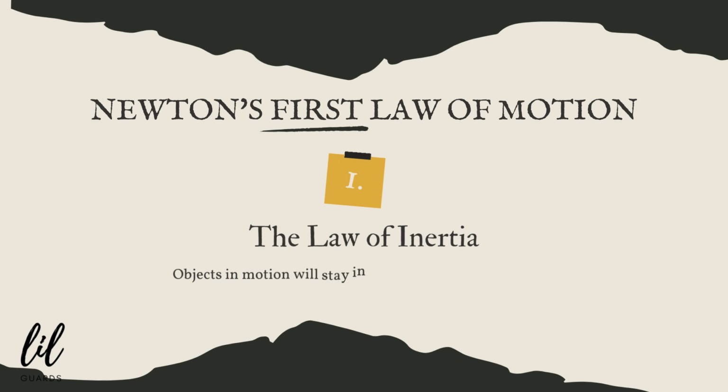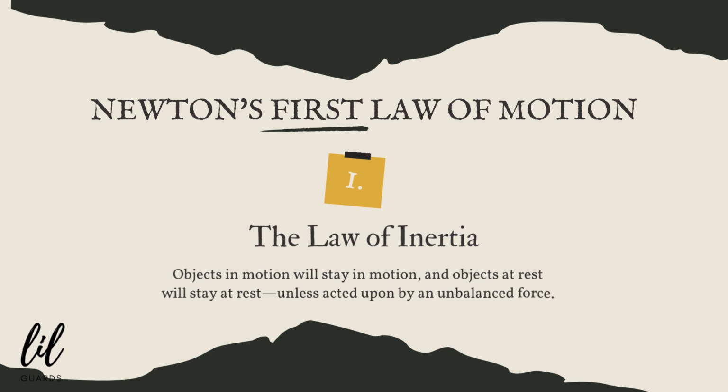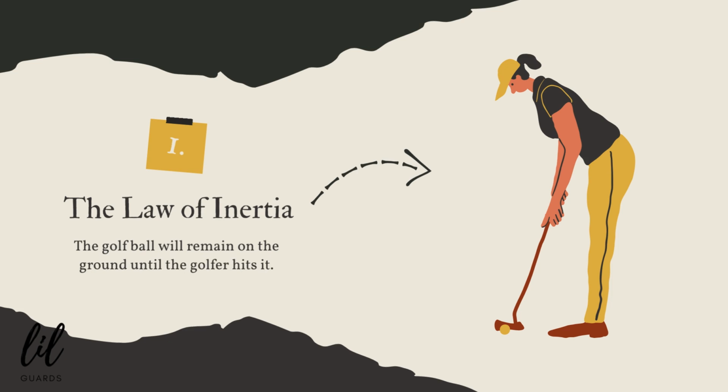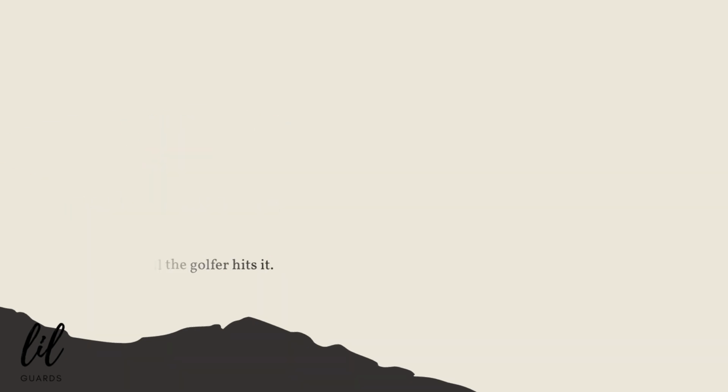Newton's first law of motion, which is also called the law of inertia. Objects in motion will stay in motion, and objects at rest will stay at rest unless acted upon by an unbalanced force. The golf ball will remain on the ground until the golfer hits it.